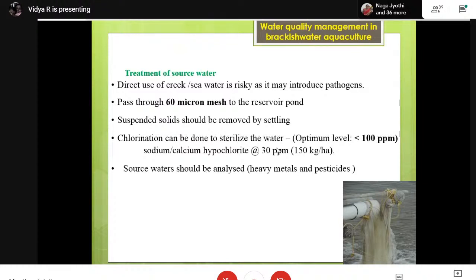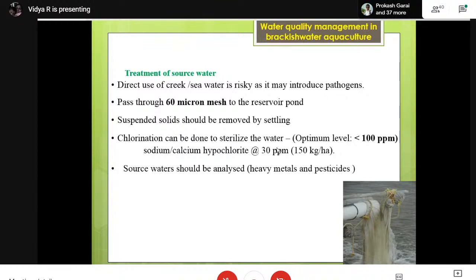For example, if you are going for 10 ppm chlorine and you have a 1 hectare pond, you have to use 100 kg, and if the activity of the chlorine in the product is 30%, you multiply the 100 kg by 100 over 30. So you have to use 333 kg of sodium or calcium hypochlorite for the water which you have taken in.